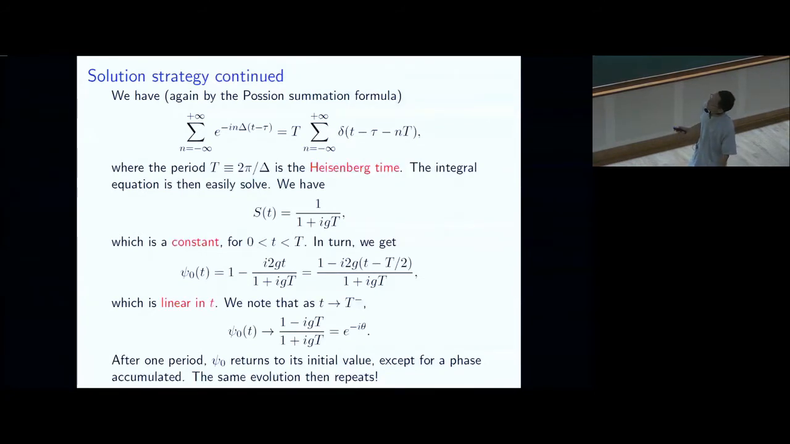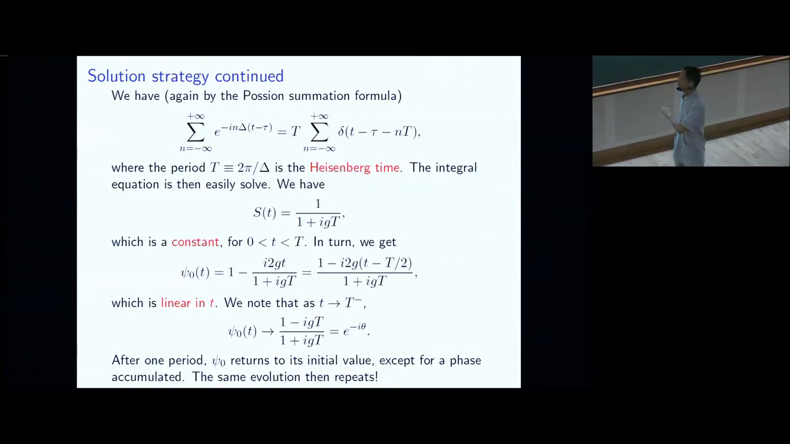So in the end, we can solve the capital S function. It's a constant in the first period. And in turn, we can easily solve all these psi functions. Especially, we can solve the psi naught amplitude. It's a linear function of time. The point is that when t approaches the Heisenberg time, psi naught approaches this value, which is of magnitude 1, but with a finite phase.